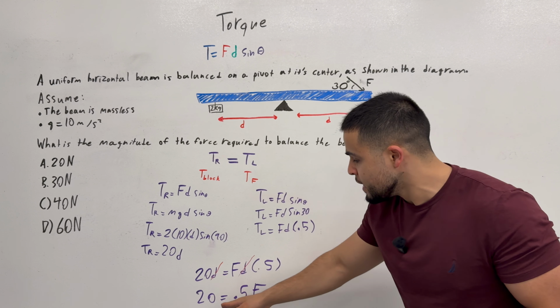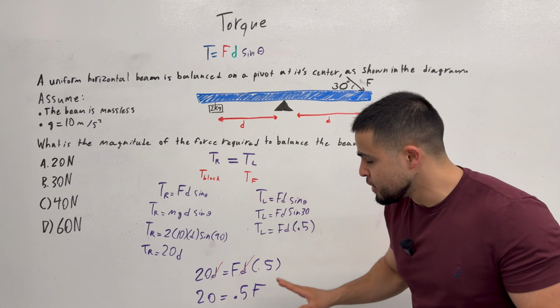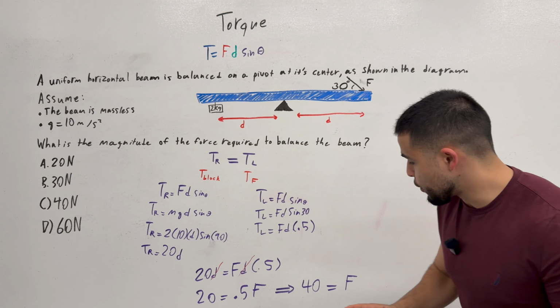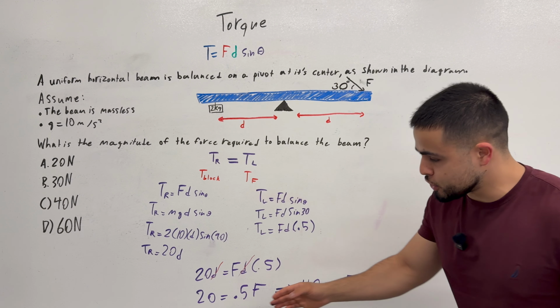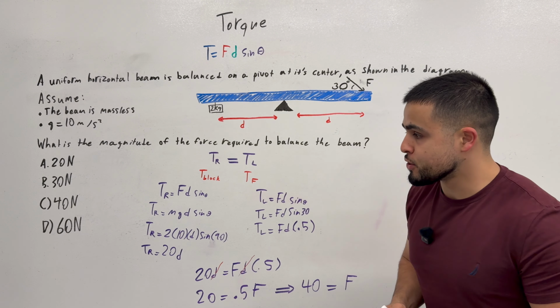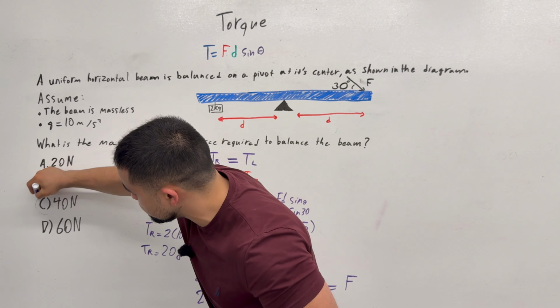So you're left with 20 equals 0.5 times the force. So now very straightforward algebra, just multiply by 2 on both sides. And so your force equals 40, right? Because 2 times 0.5 is 1, and 2 times 20 is 40. So the correct answer is answer choice C.